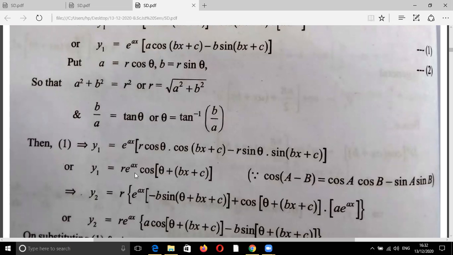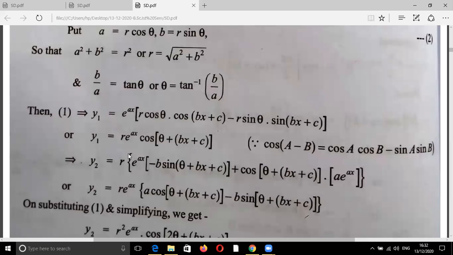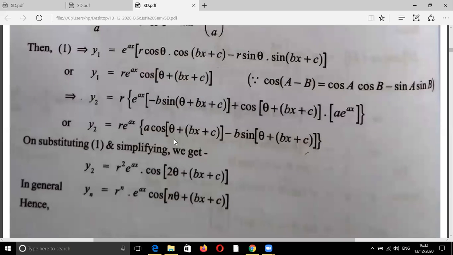Now you go for the differentiation of y1. y2 equal to r, r is a constant, you can write outside, and here again the product of two functions is there, you apply the product formula and you write e to the power ax into the differentiation of this, and then the inner derivative you have to write, minus b, and plus cos of that angle into e to the power ax, if you differentiate you get a e to the power ax. Again you take e to the power ax as common from these two components and you write r e to the power ax into so and so. Again you substitute a equal to r cos theta, b equal to r sin theta. You get here y2 is equal to, again you have to apply the same formula cos(a minus b), and you can rewrite the equation so that you get r square into e to the power ax into cos(2 theta plus bx plus c).